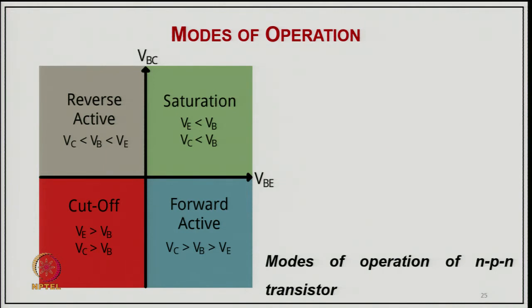So, the switch is off here, and the switch is on here, and this is the forward active and this is the reverse active, where the base voltage is in between the emitter and collector voltage. So, these are the 4 modes of operation.